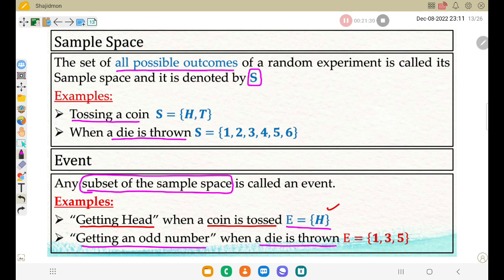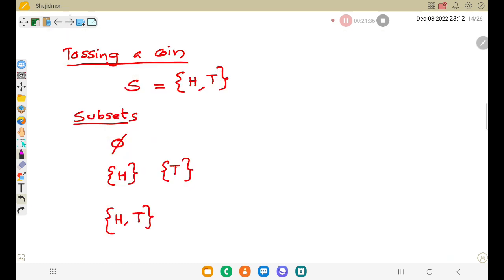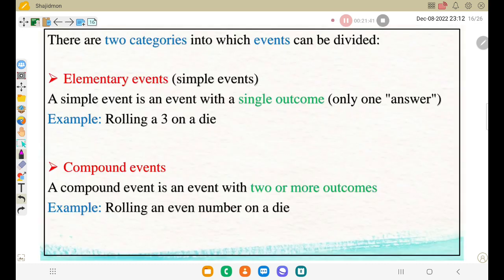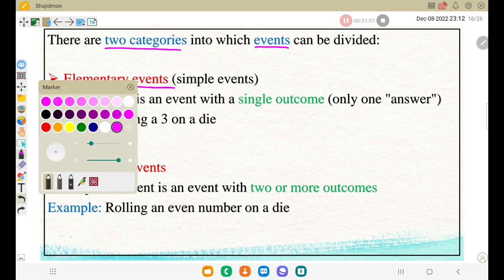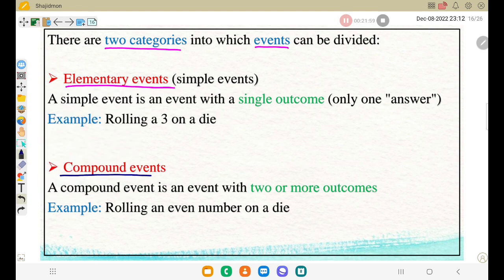So event means just a subset of a sample space. You can clear it like that. I hope you understood that one. So in this example, these are the events, and in this example, these are the events. Now, specifically, we are coming to events. We are dividing them into two categories, the two categories in which events can be divided. One we are calling elementary events, and the second one we are calling compound events.